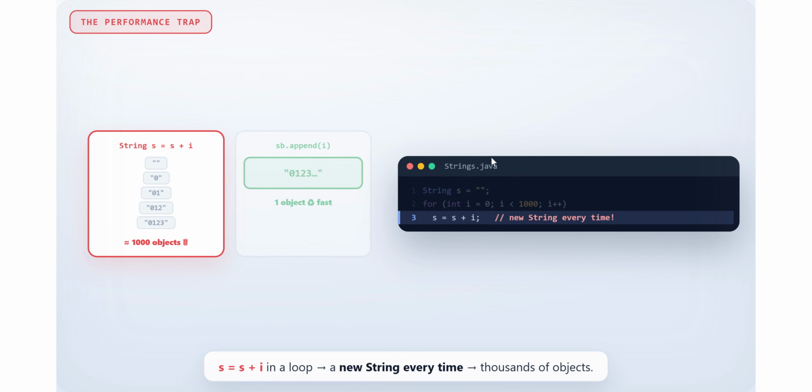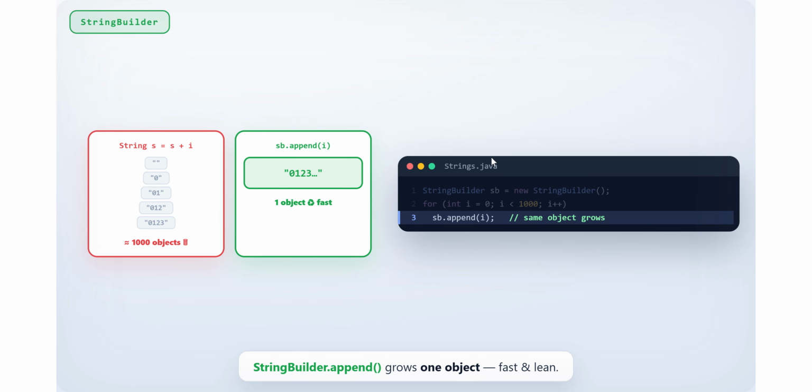Now performance. Build a string in a loop with s = s + i 1,000 times. Because String is immutable, every iteration throws away the old string and creates a new one. Thousands of wasted objects. Slow and memory hungry. The fix is StringBuilder. Call sb.append in the loop, and it grows one single object in place. No copies. Same result, a fraction of the work. For heavy string building, always reach for StringBuilder.